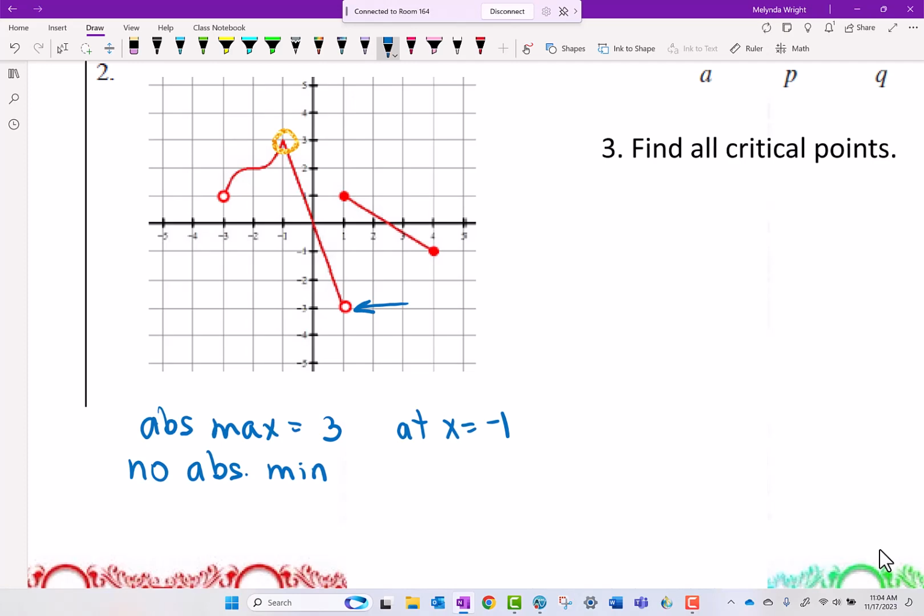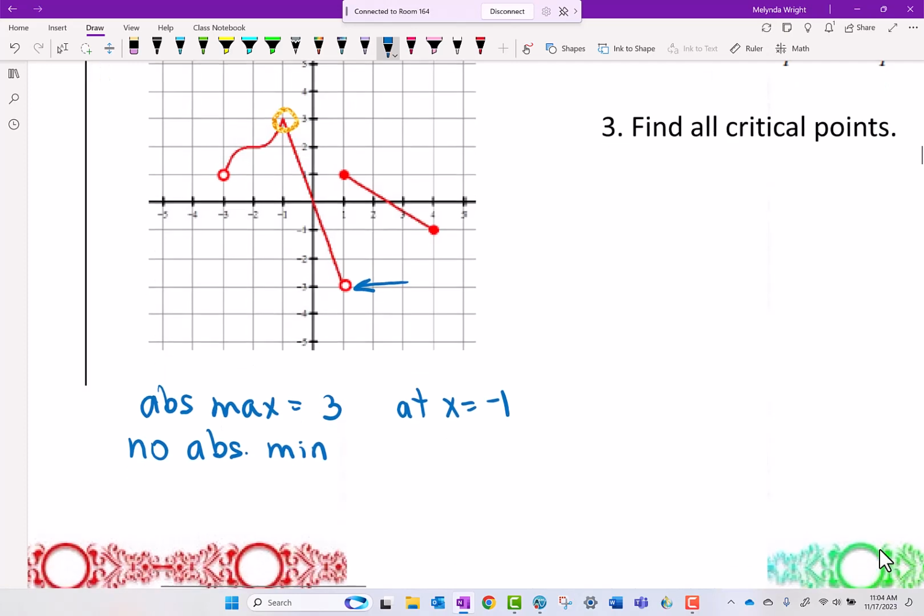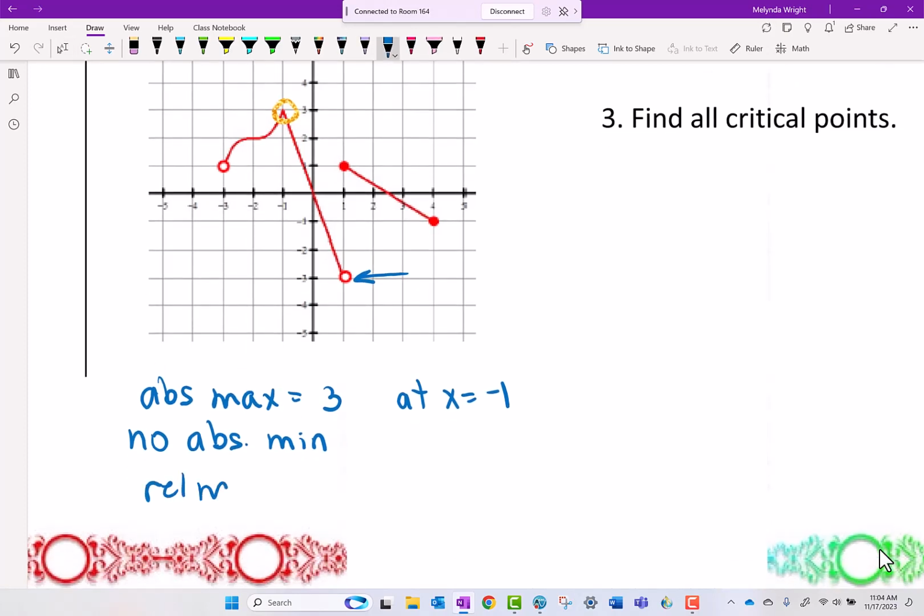Is that absolute max also a relative max? Is it the tallest in that general area? It is, right? So we also have a relative max, and that relative max is 3, and it occurs at x equals -1. And if we want to further clarify why there's no absolute min, we can say because of the hole, because that's really why there's not one, is because there's a hole there.